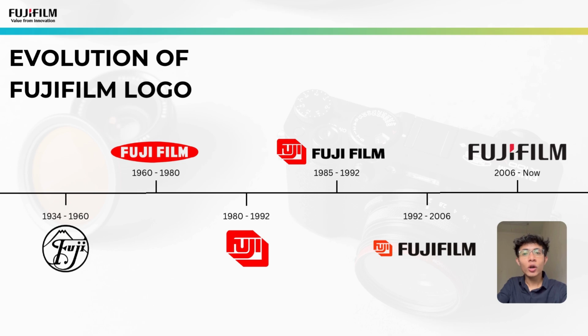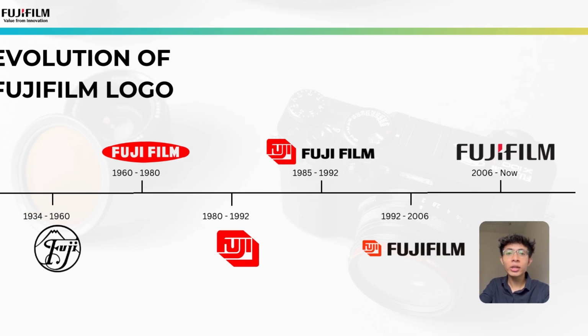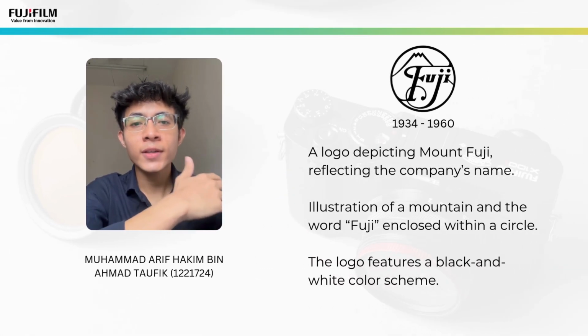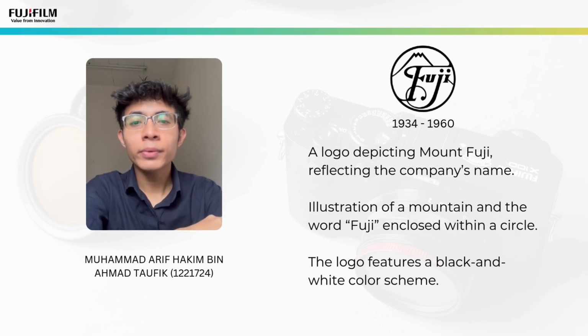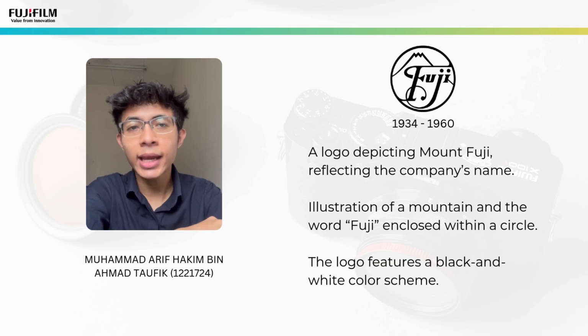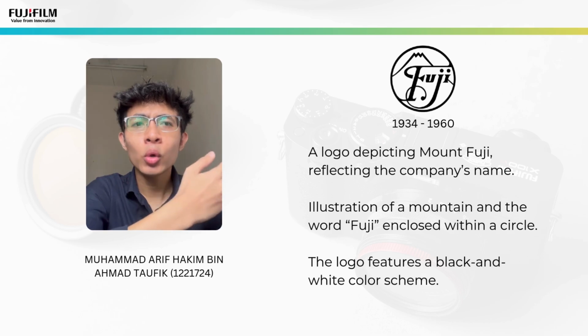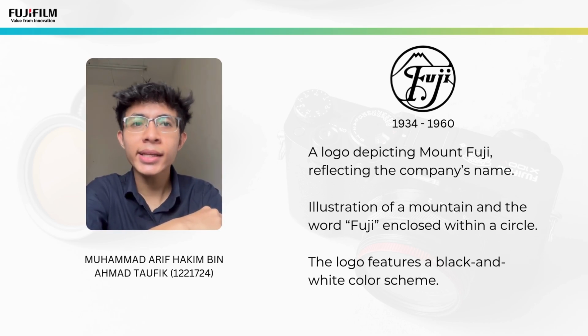These are the evolution of the Fujifilm logo. It has experienced a remarkable evolution since its creation in 1934, reflecting the brand's growth and adaptation over the years. Firstly, the first logo was used from 1934 to 1960. The logo represents Mount Fuji, symbolizing the company's name and identity. It features an illustration of a mountain paired with the word Fuji, both enclosed within a circular design. The entire logo is rendered in a simple yet striking black and white color scheme, emphasizing clarity and elegance.